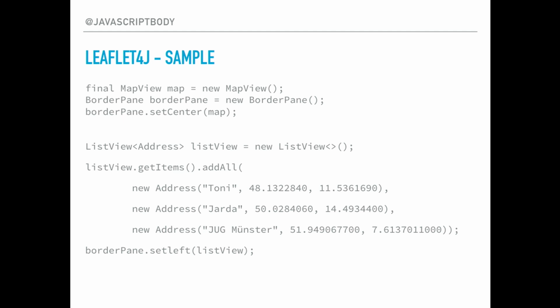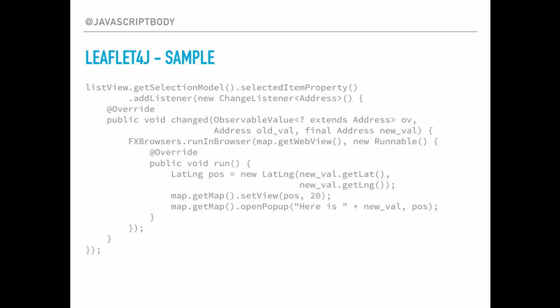So let's have a look at Leaflet for Java as an example. That's how you would create a map view in JavaFX. So the map view is a new MapView, and you put it in a BorderPane. Then you add a ListView to the left of the BorderPane, and you add some list view items with coordinates. That's the first part. And then ListView gets the selection model, selected item property. So you listen basically to what is selected in the list view.